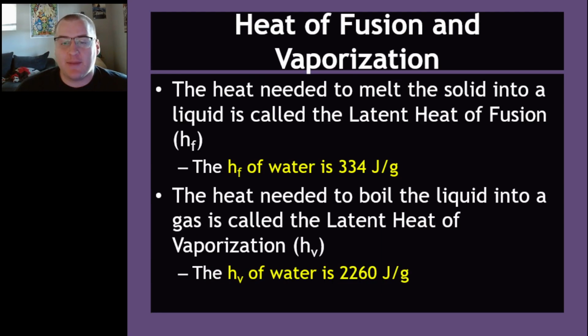We can calculate the amount of heat we need to melt, boil, freeze, or condense something, and they use the heat of fusion and heat of vaporization. The heat needed to melt the solid into a liquid is called the latent heat of fusion. Its symbol being H with a little f. The latent heat of fusion of water is 334 joules per gram. That means to melt 1 gram of water, it takes 334 joules of energy.